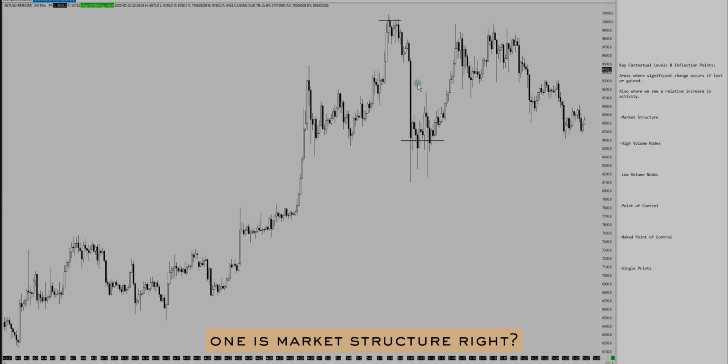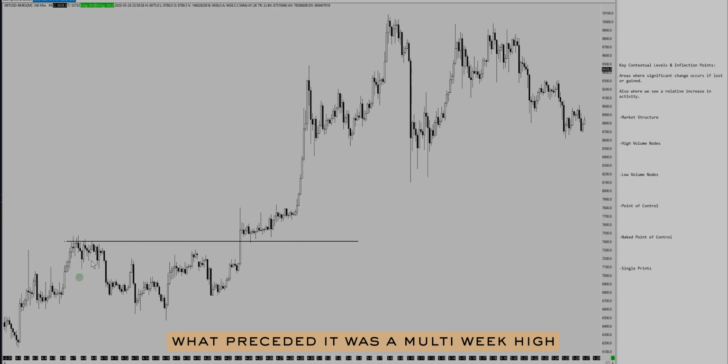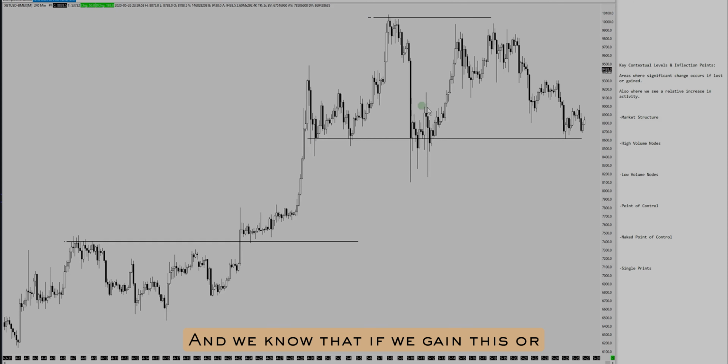So the first most common one is market structure, right? If we're just looking at this area right here, we see that what preceded it was a multi-week high that was respected. Going back to the left, we broke out of that. It signified that there was significant change underway, right? This was an area of massive resistance. We finally broke through. The market responds, expands upward, and again we form this higher time frame consolidation where we have a very clear area of resistance and a multi-week support, and we know that if we gain this or if we lose this, it represents again that significant change is underway.